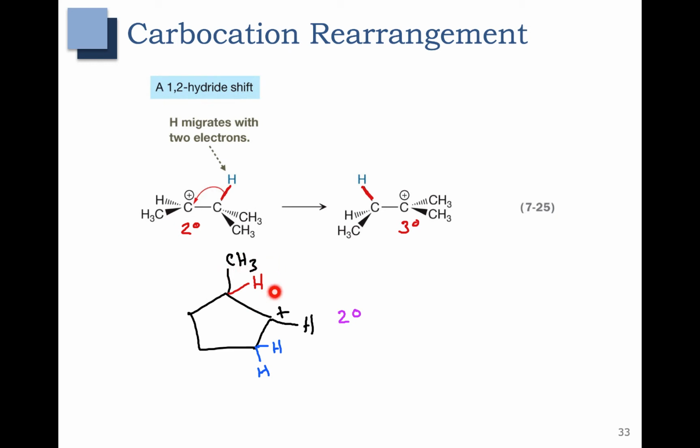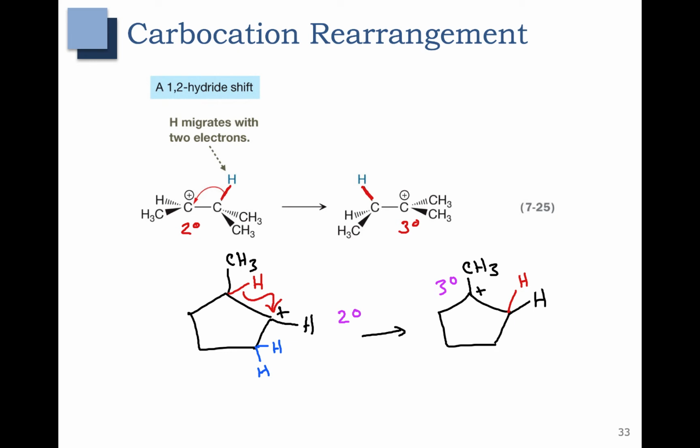So this red hydrogen and its electrons are going to shift. I'm going to draw the arrow, and remember we want to draw the arrow coming from the bond, and it's going to go to that carbon. Let's draw what that gives us. So the red electrons and the red hydrogen that are attached moved over, and our positive charge is now tertiary. So we went from a secondary to a more stable tertiary carbocation.